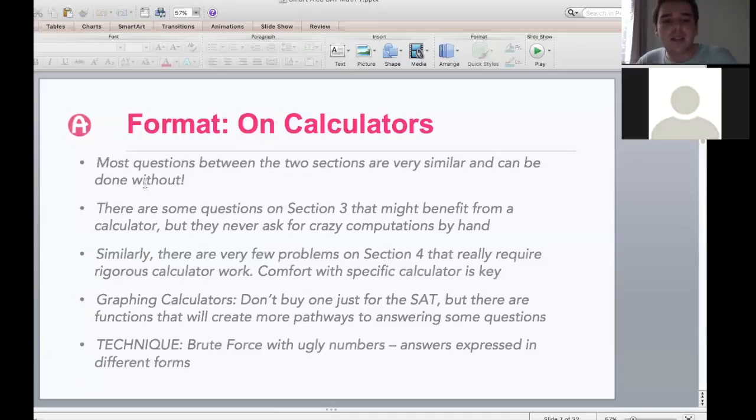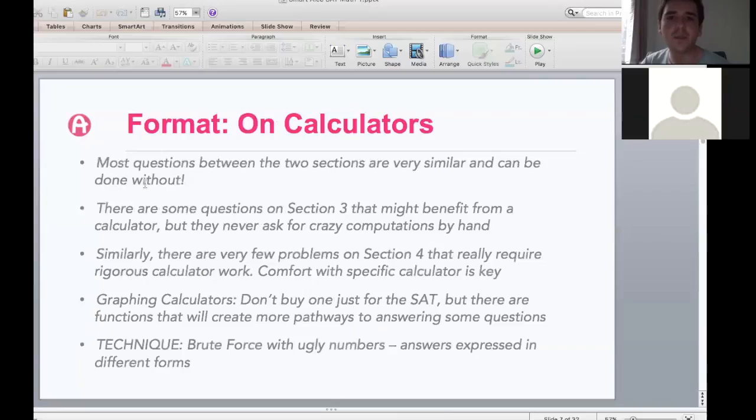The reality is that obviously no question on Section 3 needs a calculator, though there might be some that you would prefer to have it, but they're never going to ask you on Section 3 to be multiplying 5-digit numbers by themselves. They're really never asking that for Section 4 as well. But Section 4, you can use the calculator, although it's very rare that they're asking you for multi-step, very rigorous calculations.